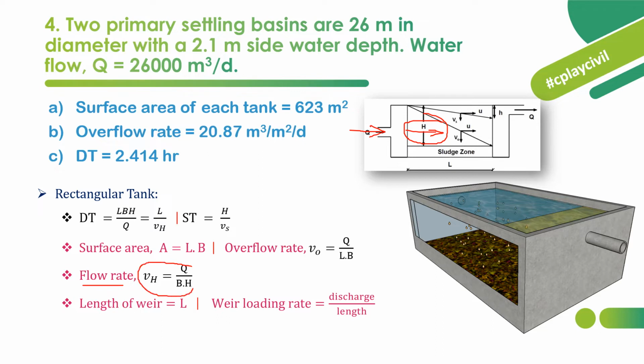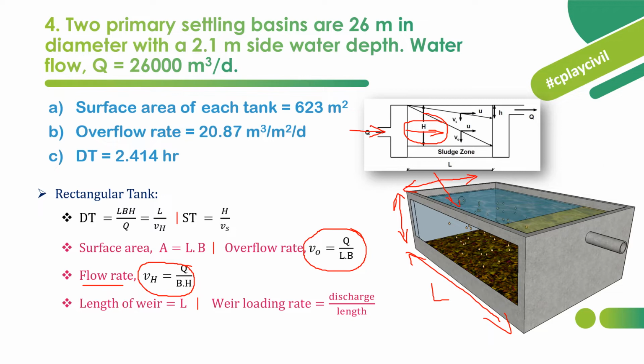that is flow rate, that is given by Q by BH. We have to be careful about these formulas in case of a rectangular tank. The flow rate is given by VH is equal to Q by B into H, because this is H and this is B. Flow is coming like this. So B into H is the cross-sectional area when we have to find the flow rate, and this is the length.